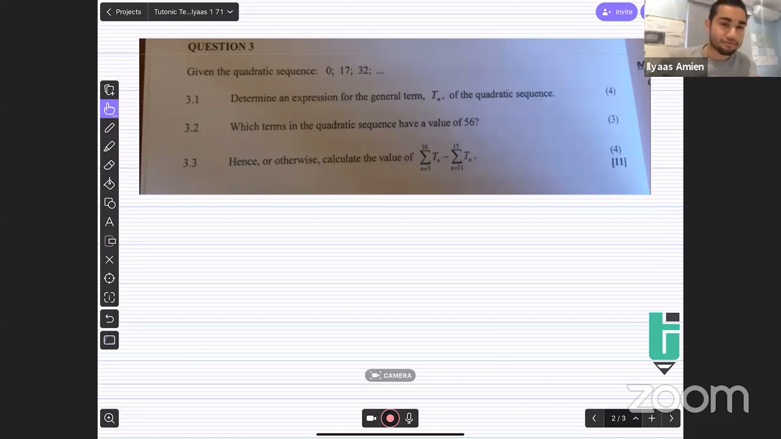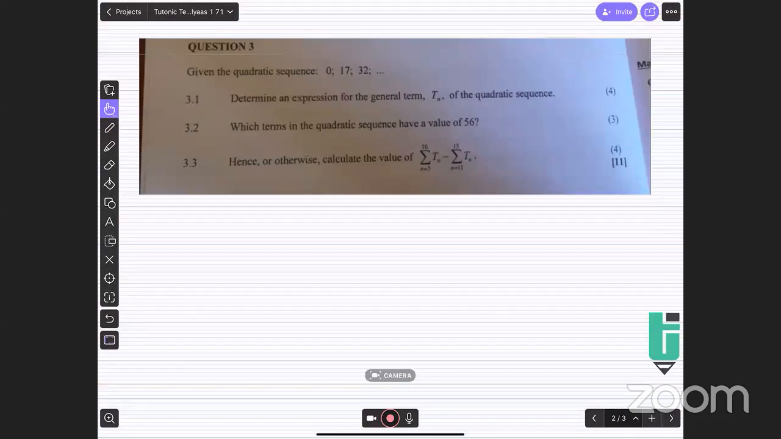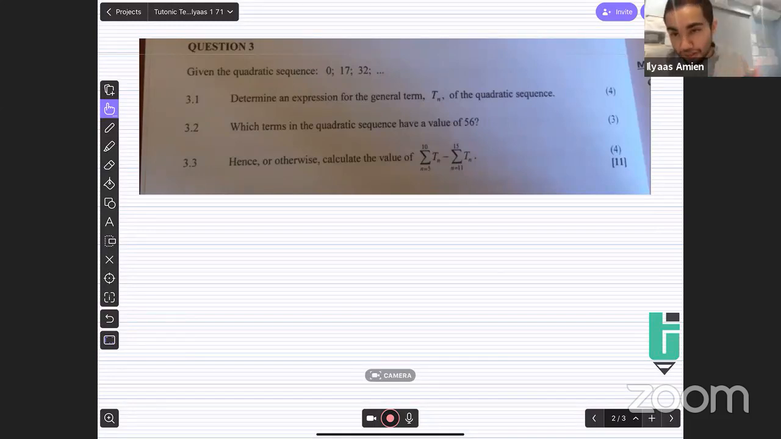Is it frozen? No, we can hear you. Okay. So that's why I'm trying to do this, to comfort you, to show you that every question that we are doing is never something beyond the syllabus. It's always just the concept, but maybe just a tweak here and there. But if you know the concept, that will not be a problem.